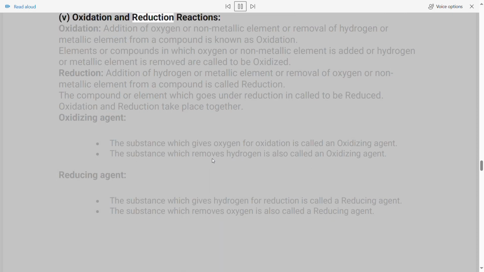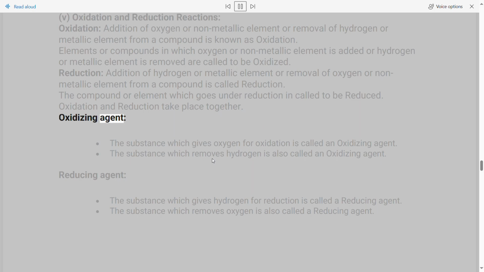Oxidation and reduction reactions. Oxidation: addition of oxygen or a nonmetallic element, or removal of hydrogen or a metallic element from a compound, is known as oxidation. Elements or compounds in which oxygen or a nonmetallic element is added, or hydrogen or a metallic element is removed, are said to be oxidized. Reduction: addition of hydrogen or a metallic element, or removal of oxygen or a nonmetallic element from a compound, is called reduction. The compound or element which undergoes reduction is said to be reduced. Oxidation and reduction take place together.